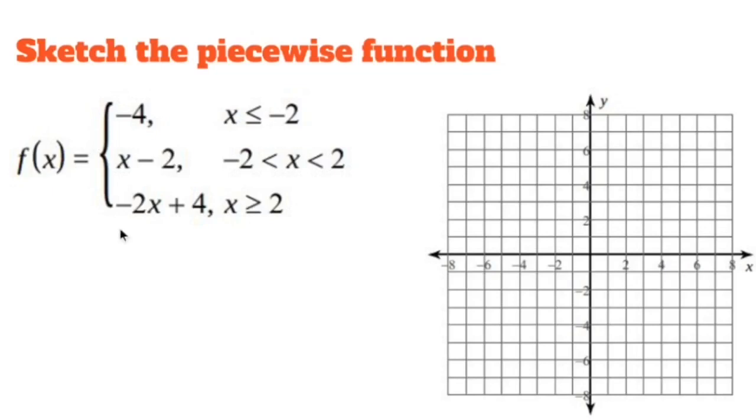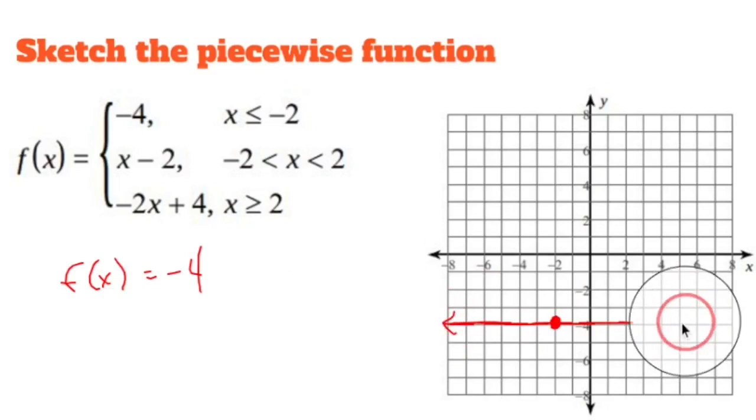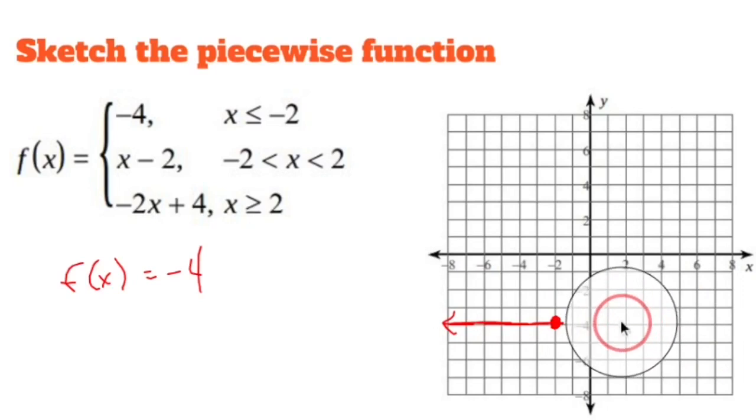If I were to graph f of x equals negative 4, it's just going to be a straight line along negative 4 right here. But I only care about this line when x is less than or equal to negative 2. So I'm going to put a little circle right there, put my little arrow there, and erase all the stuff that is greater than negative 2 because I don't care about this guy once it hits negative 2. I'm trying to just clean that up right there.